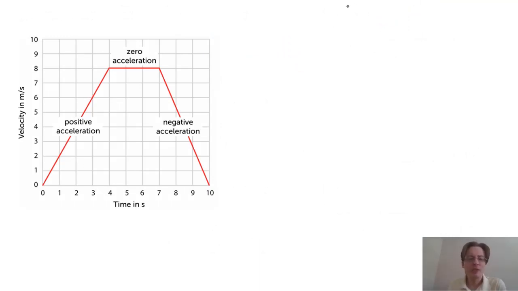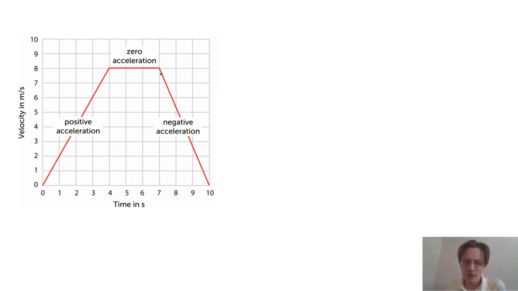Next is a velocity versus time graph. In this case, the car is increasing its velocity. We call that a positive acceleration. It's actually gaining speed. Then it maintains a steady velocity for a few seconds. That's zero acceleration, no change in the velocity. Then there's a negative acceleration where the velocity is dropping from 8 meters per second down to 0.